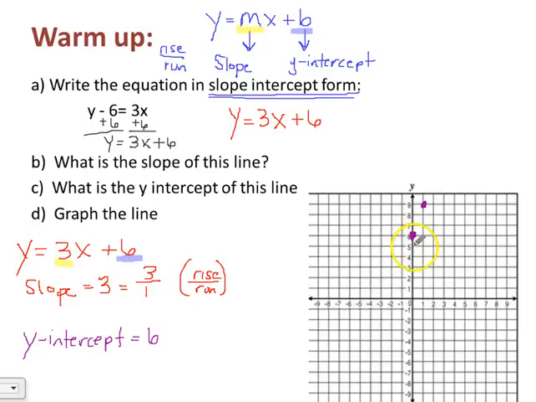I can go down 1, 2, 3, and to the left 1. I can do that again, down 1, 2, 3, and to the left 1. I just chose to go down because I was running out of room if I went up. And then I'm going to connect my points as best as I can, and there's my line. I'm going to go on to the next slide, so if you need more time finishing taking your notes, click pause.